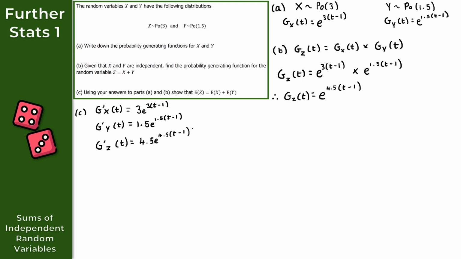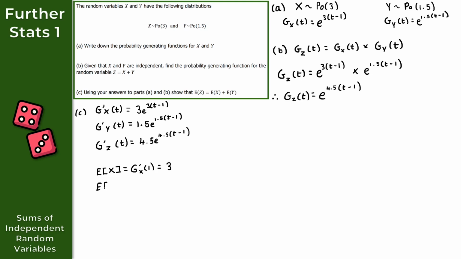Okay. And we also clearly need the expectation of x, the expectation of y, and the expectation of z. To evaluate each one of those, we need to evaluate each of these when t equals 1. So the expectation of x is g prime of x when t equals 1, which in this case would simply be 3. And why is that the case? Well, if t equals 1, I get a power of 0 because 1 minus 1 is 0, 3 times 0 is 0, so we get e to the power of 0, which is 1, and 3 times 1 gives us 3 there.